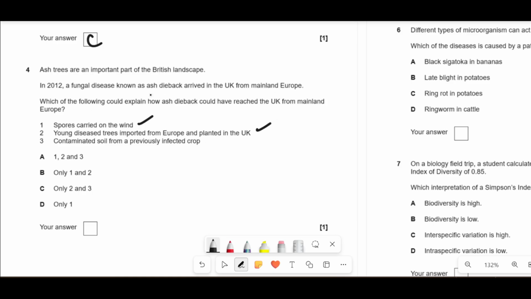Contaminated soil from previous infected crop. Well, the question's told you in the context that it's arrived from mainland Europe to the UK. So there wouldn't have been any previous ones in the past. So it can't be that one. So that one is B.